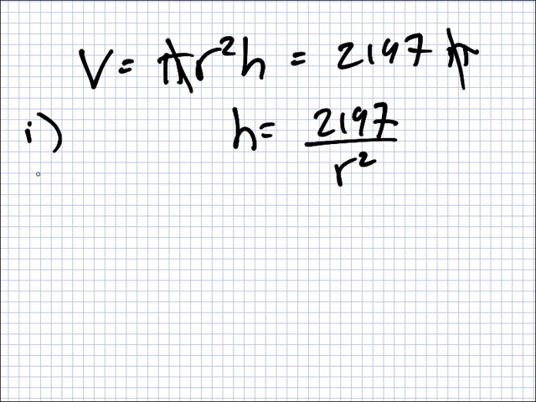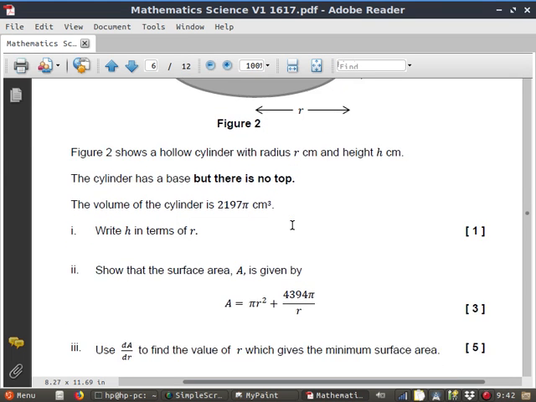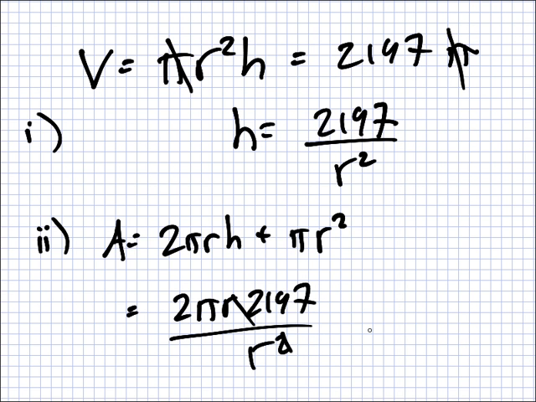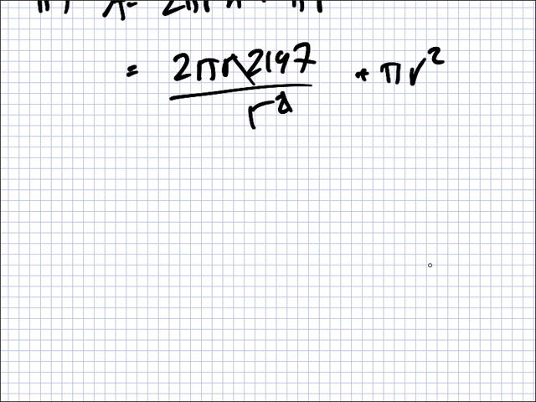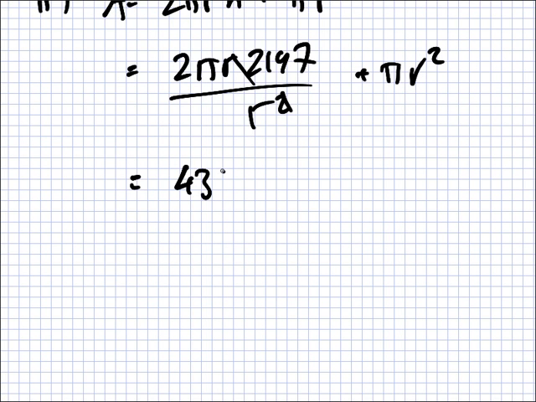Next one is get the surface area. So the surface area will be 2 pi r h plus pi r squared. And it looks like there's no h in it, so I need to replace the h with 2197 over r squared. Cancel, cancel. Plus pi r squared, which is 4394 pi over r.